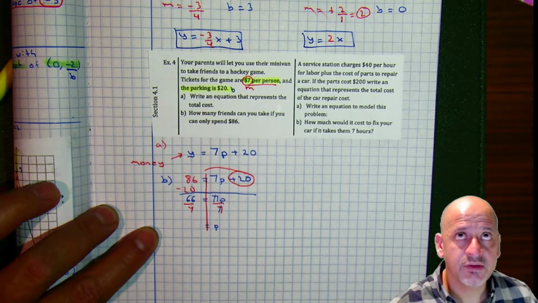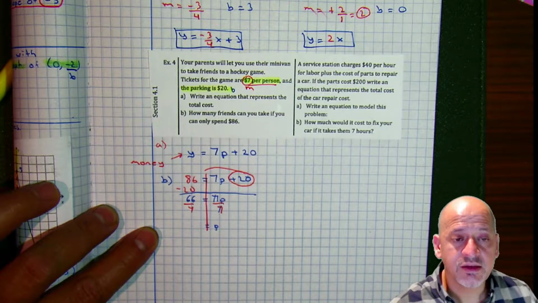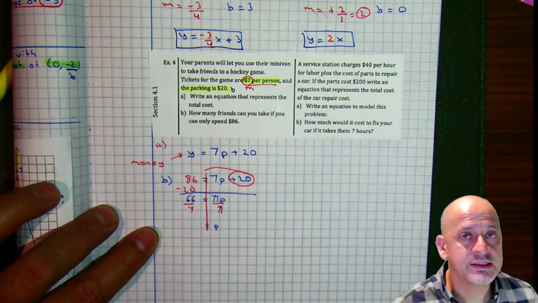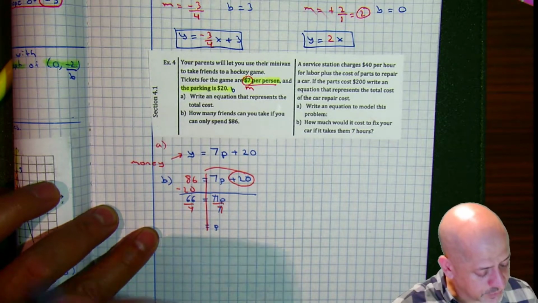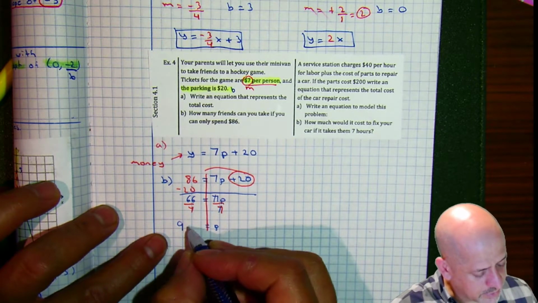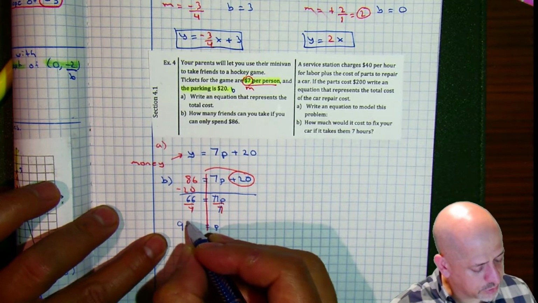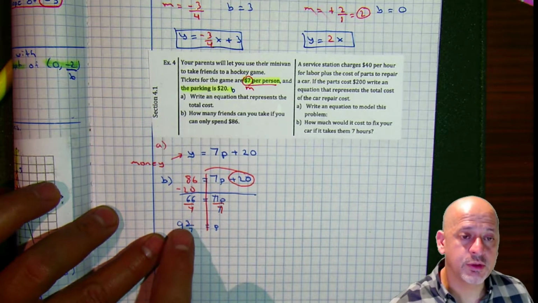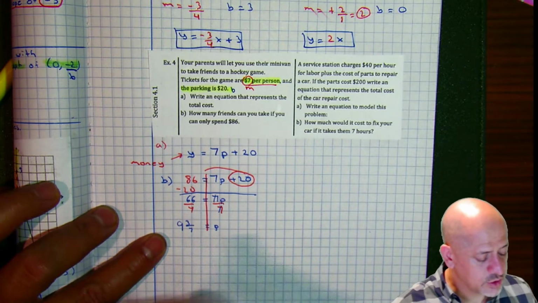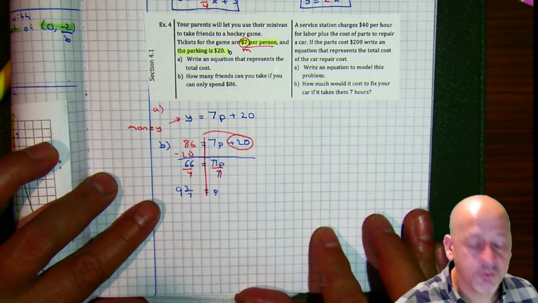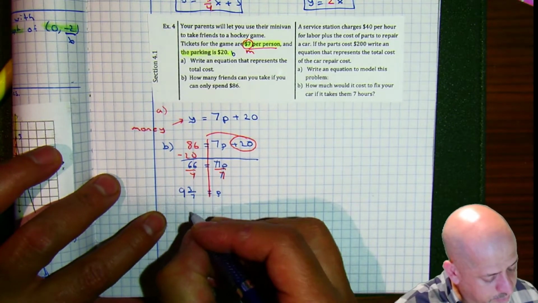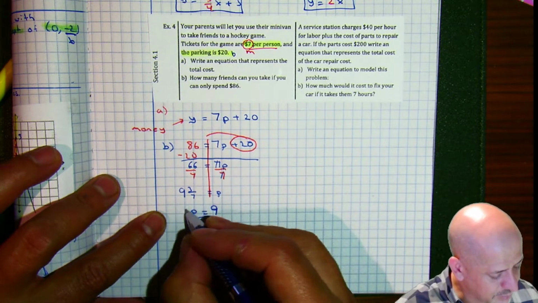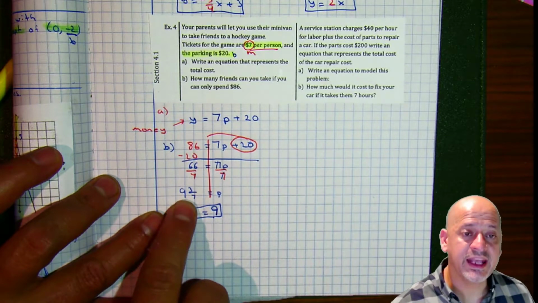7 times 7 is 49. 7 times 8 is 56. 7 times 9 is 63. So it'll be 9, 63. How many do we have left? 3 left, right? So 9 times 7 is 63, plus 3 more is 66. So therefore, how many people can you pay for? So P will be equal to 9, because you don't have enough money for the next person.